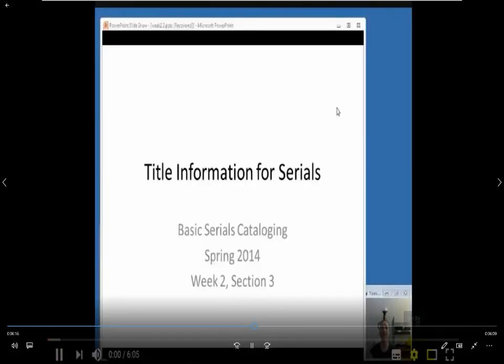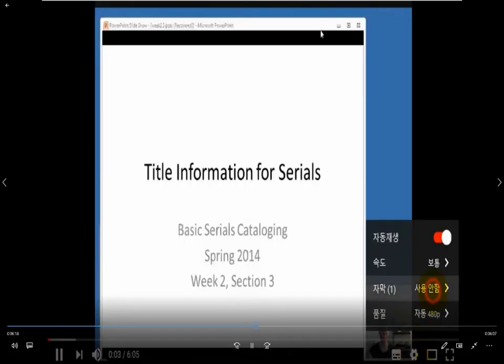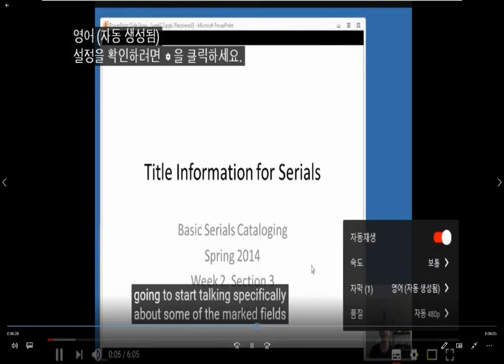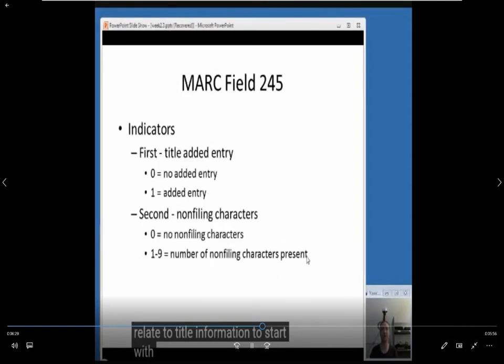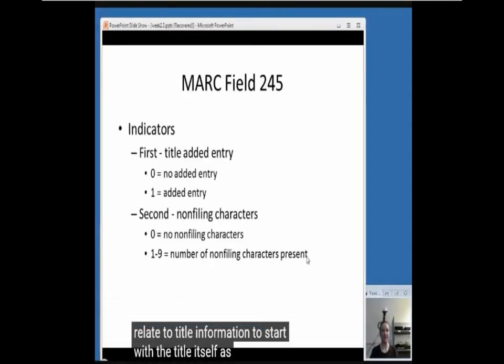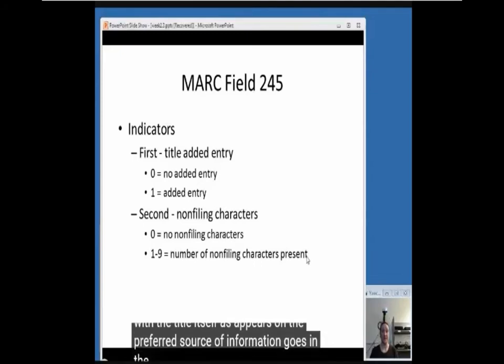In the last session for this week, we're going to start talking specifically about some of the MARC fields used. We're going to focus on fields that relate to title information to start with. The title itself, as it appears on the preferred source of information, goes in the MARC field 245.